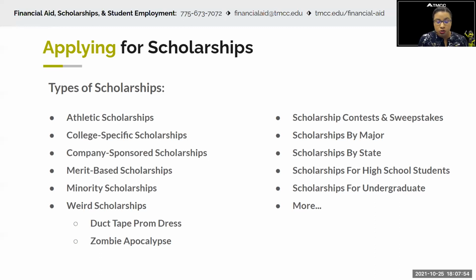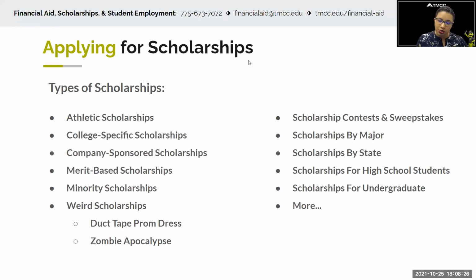There are weird ones. For example, duct tape. They have a competition where people make a prom dress out of duct tape and they wear it to prom and take pictures, and the best one wins multiple thousands of dollars. There's a zombie apocalypse scholarship where you write about the zombie apocalypse. Almost anything you can think of, there's a scholarship for it.